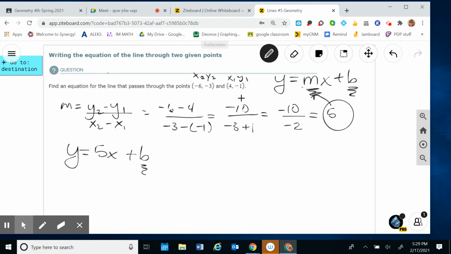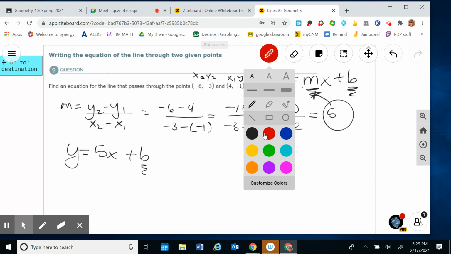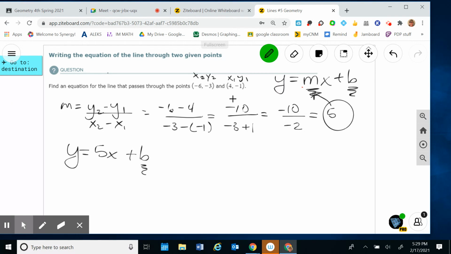So pick one of the points, either point, it doesn't matter, and plug it in. I'm going to plug in this one. Okay, that's my x and my y. Okay, so y is -1. So -1 equals 5 times 4 plus b. See, now b is the only variable I have.